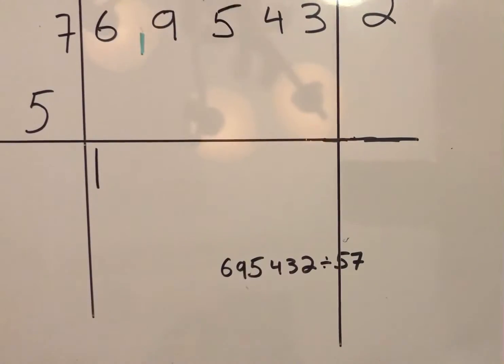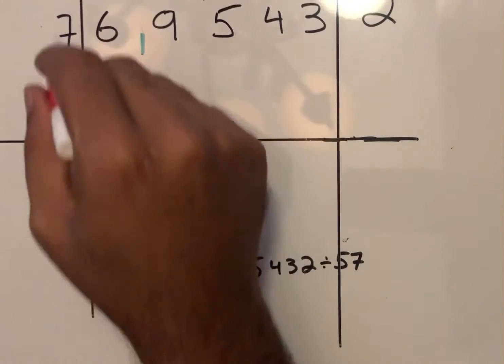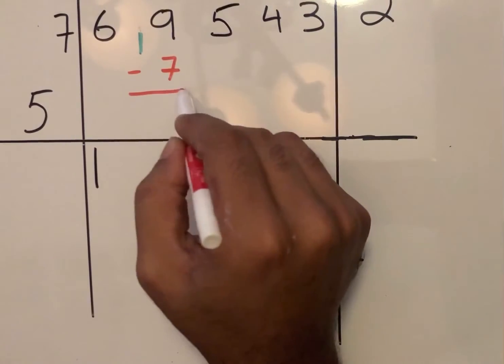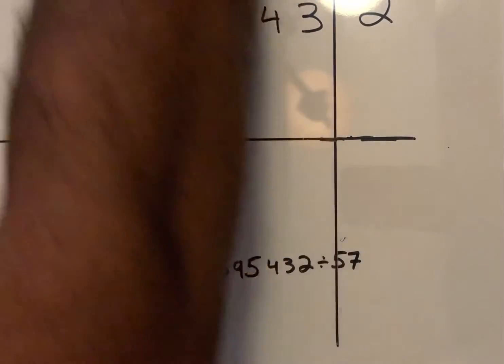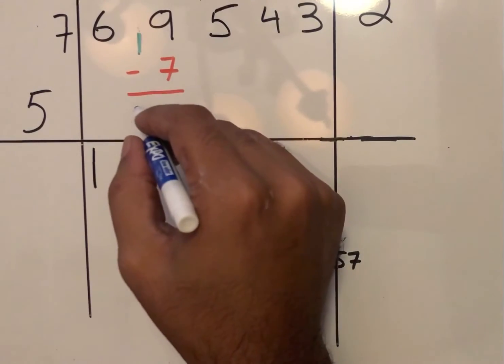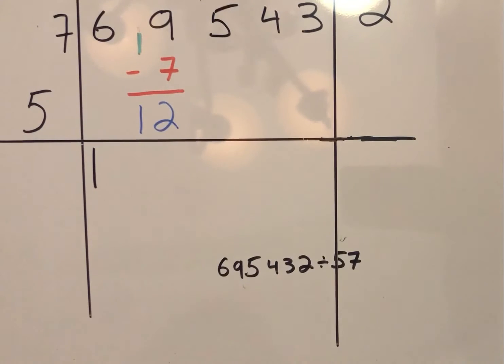Great. So I make my adjustment right now. I'm going to do all my adjustment in red. So this is my gross dividend. I need to make an adjustment. I say minus 7 times 1. So that's just 7. So I make my adjustment, and I have an adjusted dividend right now, okay? So I have 12. Great. Okay, so now I'm ready to say how many times does 5 go into 12?